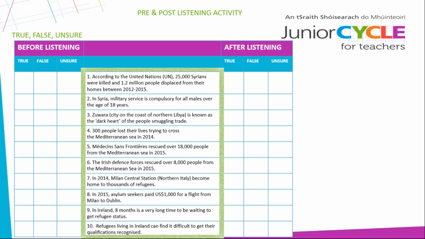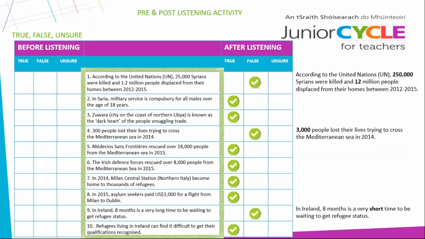After listening to the entire documentary, students read the statements again and respond to each by ticking true, false, or unsure in the after section. This is on the right-hand side of the table. Statement 1 is false. According to the United Nations, 250,000 Syrians were killed and 12 million people displaced from their homes between 2012 and 2015. Statement 4 is false. 3,000 people lost their lives trying to cross the Mediterranean Sea in 2014. Statement 9 is also false. In Ireland, 8 months is a very short time to be waiting to get refugee status. All other statements are true.